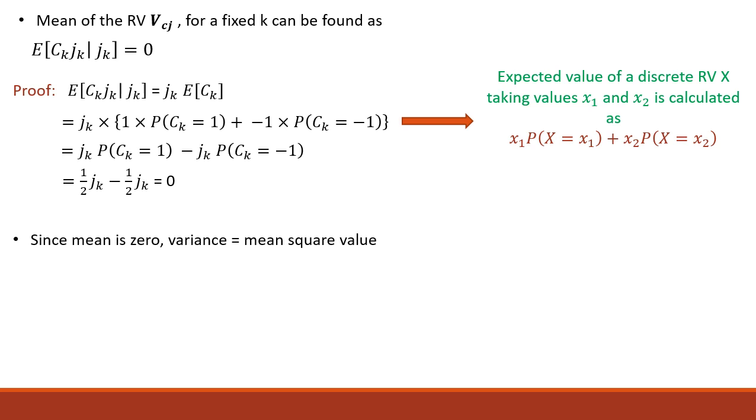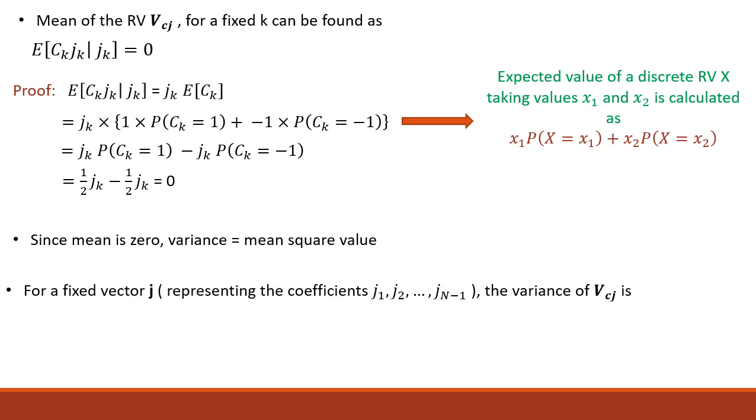Since the mean is 0, we know that the variance will be equal to the mean square value. So we assume that the vector j is fixed. Here vector j denotes the vector with the components j1, j2 up to jn minus 1, and if we calculate the variance of capital VCJ, it can be found as the variance of VCJ given the vector j will be equal to 1 by n summation k going from 0 to n minus 1 jk square.